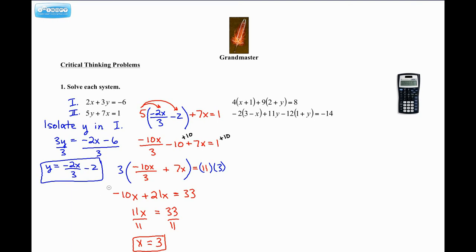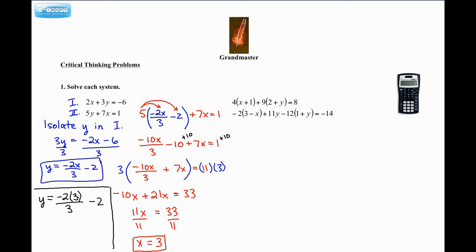To finish off, we need to solve for y. So I'm just going to create a little box here. Now to solve for y, I can use any equation I want. I can use equation 1, equation 2, it doesn't matter. But I would actually rather use my modified version of equation 1, because since it's y I'm looking for, y is already isolated. So y is equal to negative 2 times x, which I now know to be 3, all over 3, minus 2.